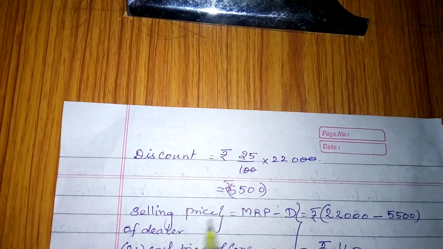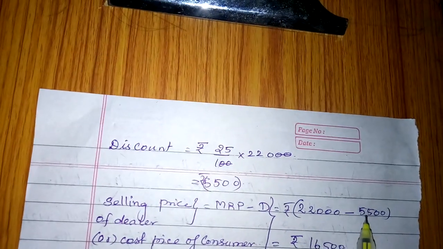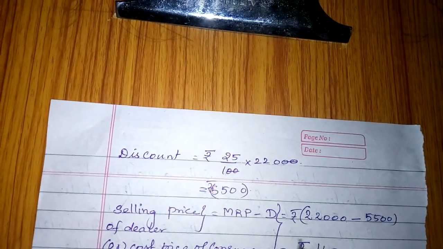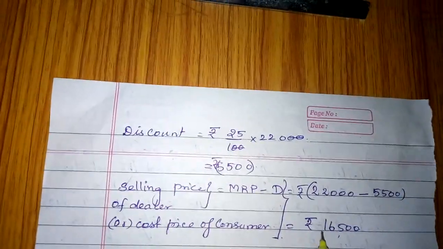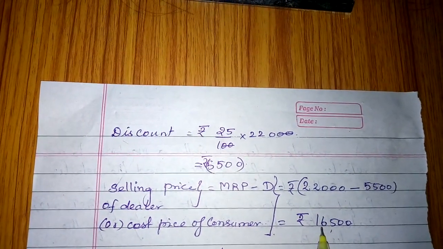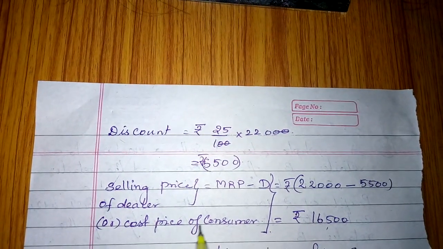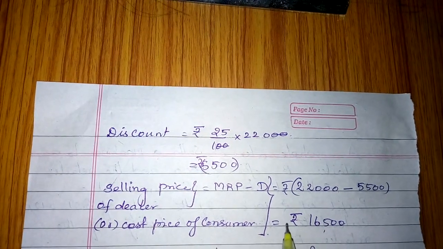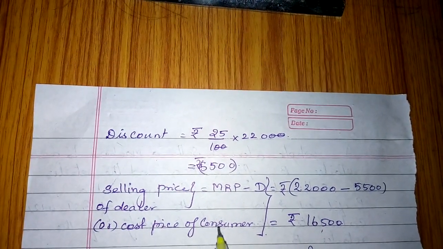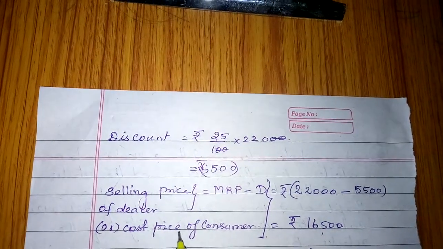Now the selling price of the dealer is 22,000 minus 5,500. That means the cost price for the consumer is rupees 16,500. So now you have to find the tax on 16,500. The goods are transported within the state, so integrated GST is nil.